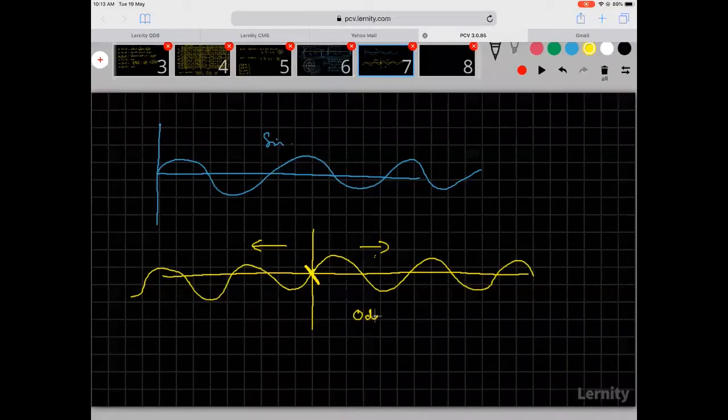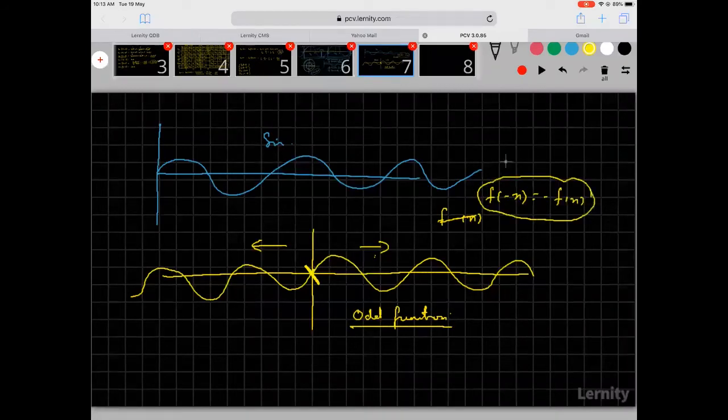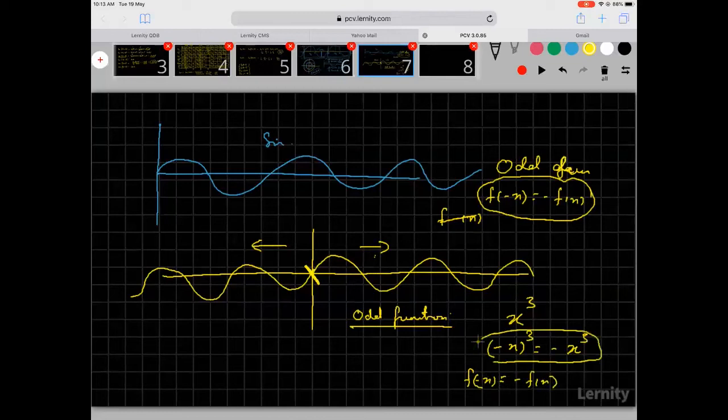Odd functions. Odd functions means what? I said f of minus x is equal to minus f of x. These are odd functions. This is the definition of an odd function. An odd function is one where f of minus x is equal to minus f of x. For example, suppose I say I have x cubed. So what is f of minus x? Minus x the whole cube. So it is minus x cubed. So you see that f of minus x is equal to minus f of x. So this is an odd function. So if you see, sine is also an odd function.